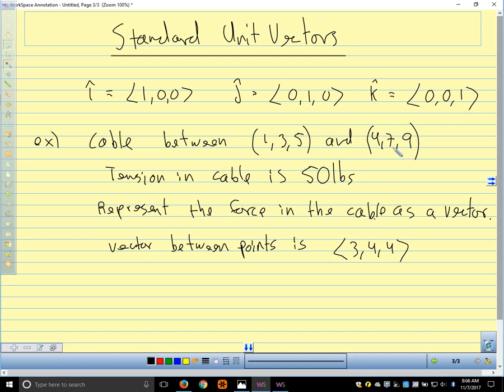And we're saying, when we do the vector this way, we're saying that's the terminal point. We could do it the other direction. It would still be okay. All right, so there's a vector between the points. What's our problem with this vector? It's not a unit vector. We need a unit vector.